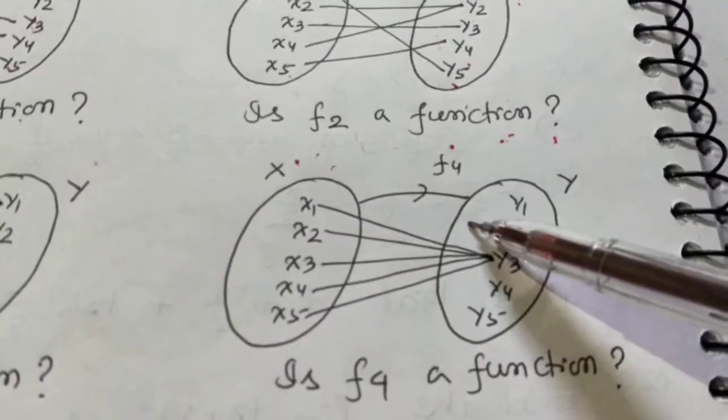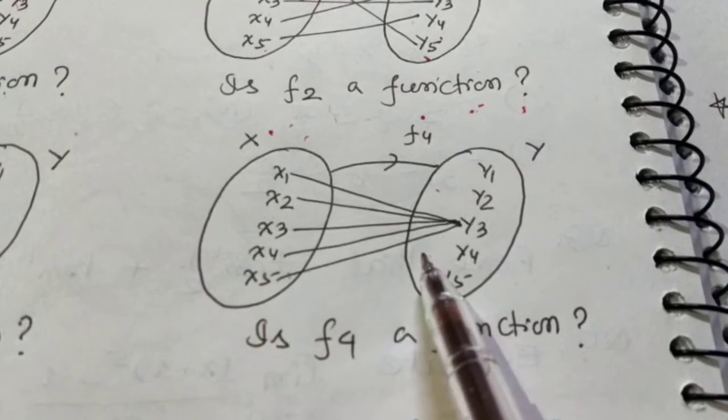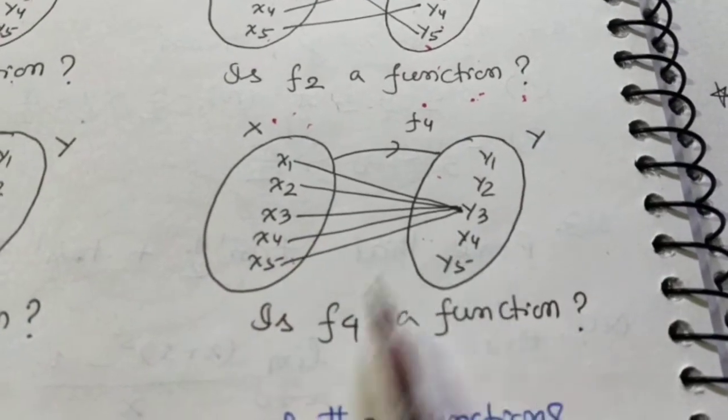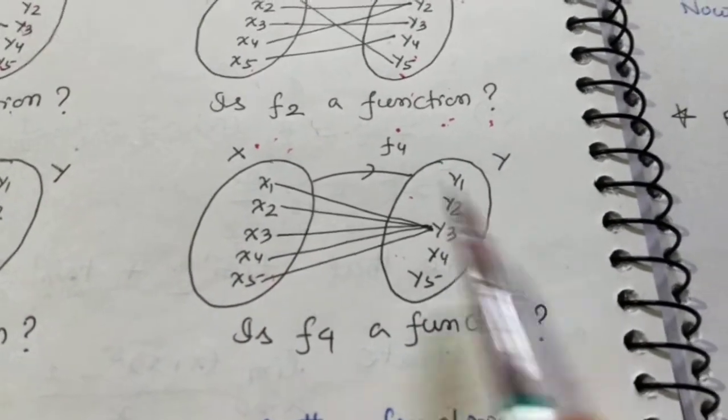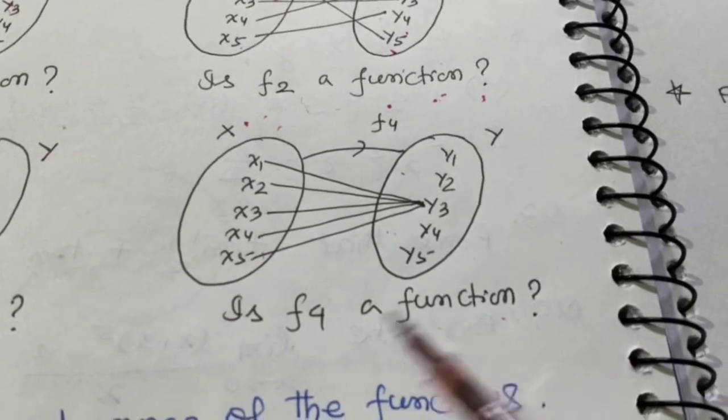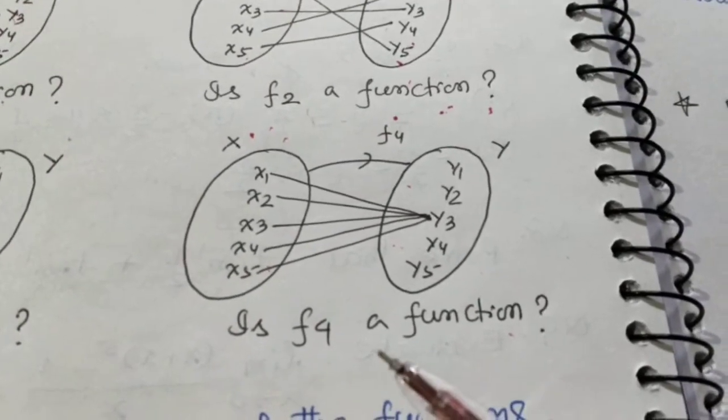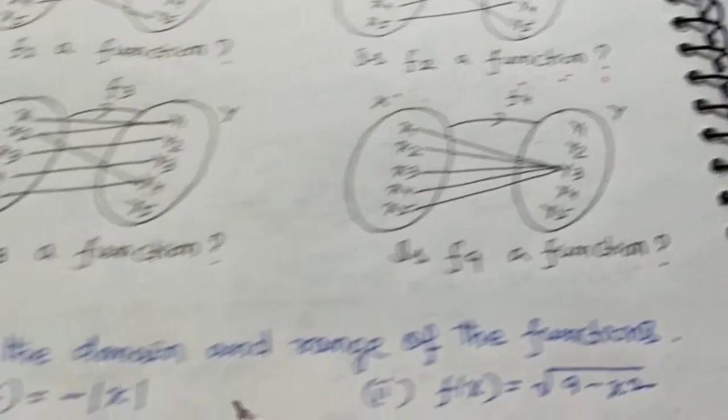Coming to F4, there are two sets given. All are going to 1. Is F4 a function? You need to come out with the logic. If you feel it is a function, then you need to write the domain, range and codomain.